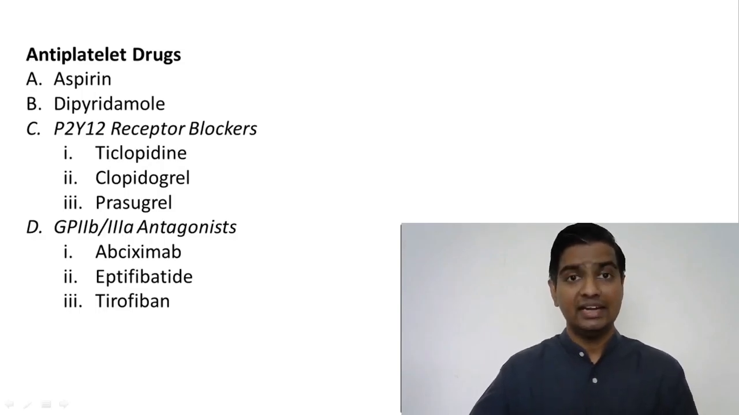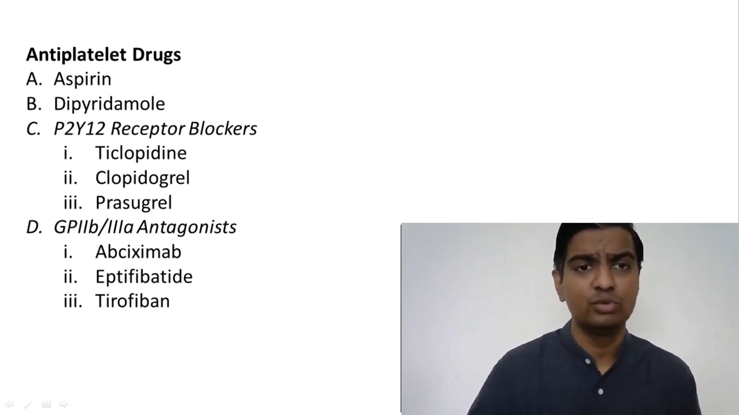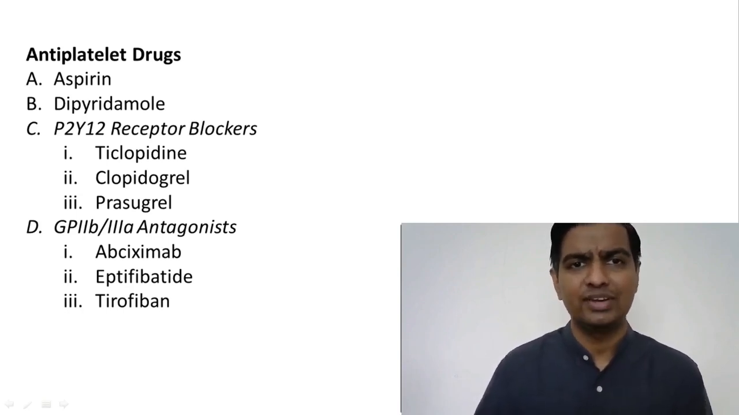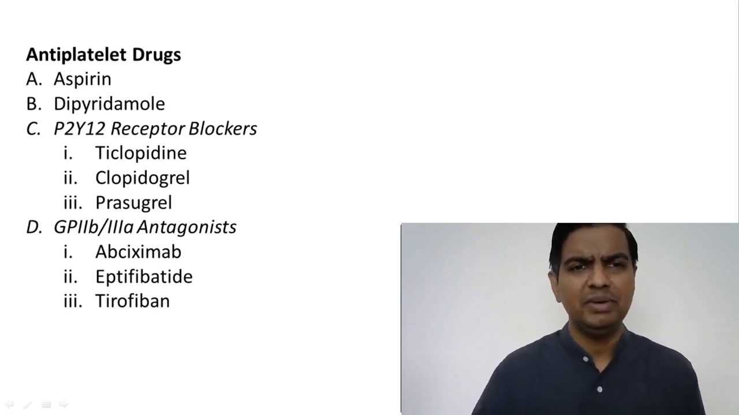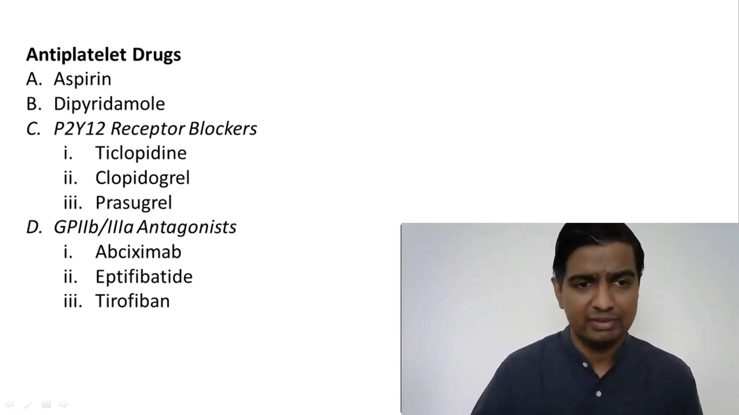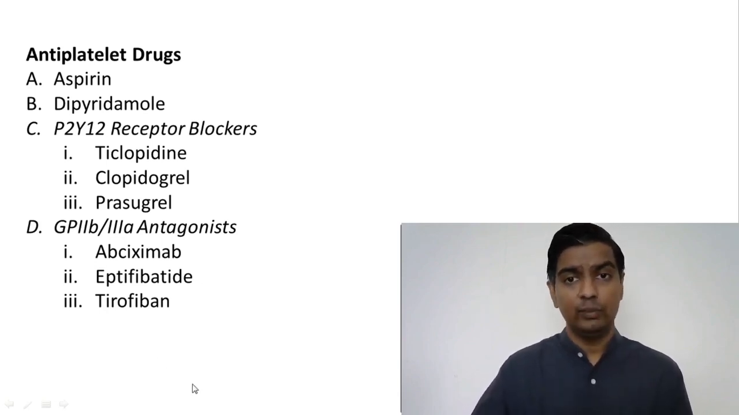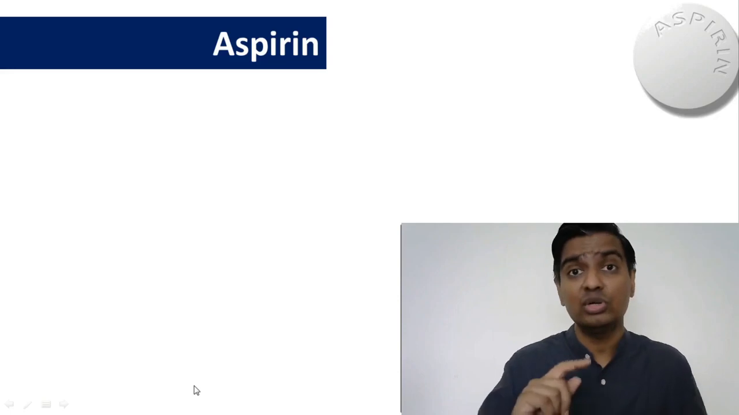So what are these antiplatelet drugs? These are the drugs that are on your screen right now: aspirin, dipyridamole, P2Y12 receptor blockers like ticlopidine, clopidogrel, prasugrel, and GP IIb/IIIa antagonists such as abciximab, eptifibatide, and tirofiban. Luckily for you, we need to do aspirin a little bit in detail. Let's talk about aspirin. In another chapter, we are going to go even more in detail.